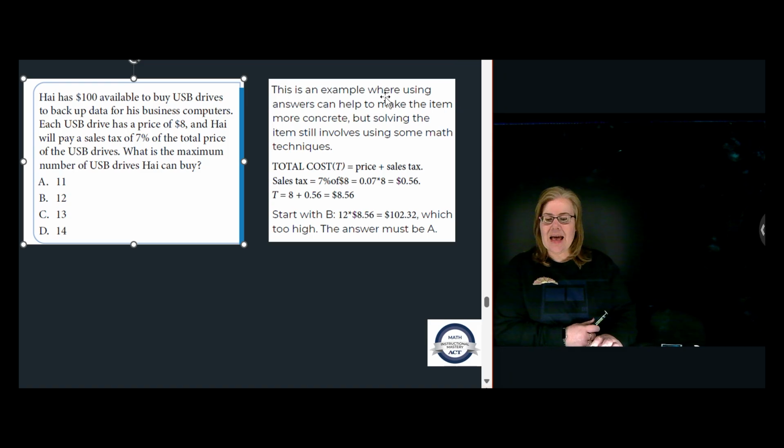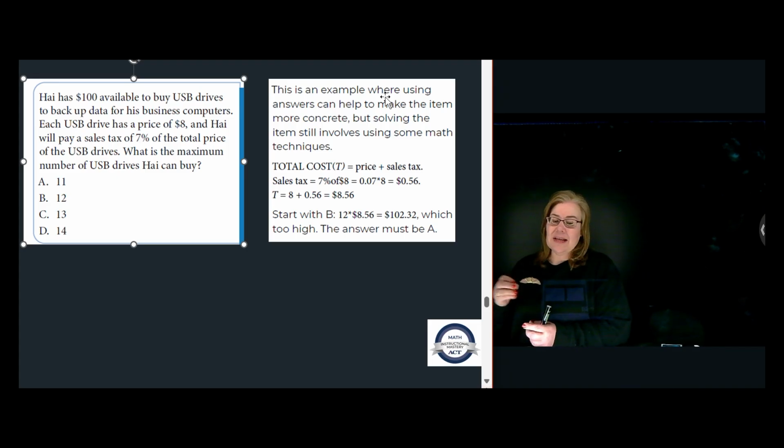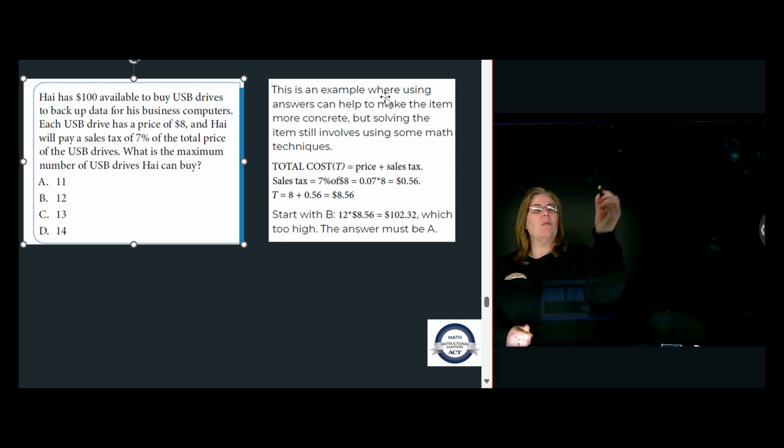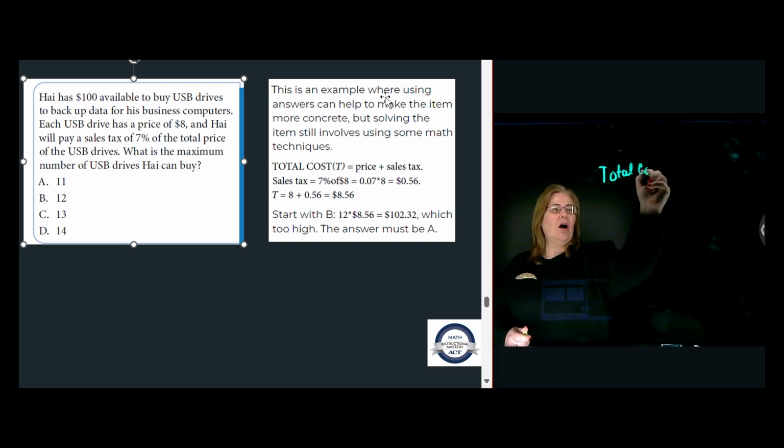It says that Hyatt has $1,000 available to buy USB drives to back up data for the business computers. Each USB drive has a price of $8, and Hyatt will pay the sales tax of 7% of the total price of the USB drives. What is the maximum number of USB drives that can be bought? All right, so this is a great example of how we can make the items more concrete by solving the items involved with this math technique. So we have the total cost, and we're just going to call that T.